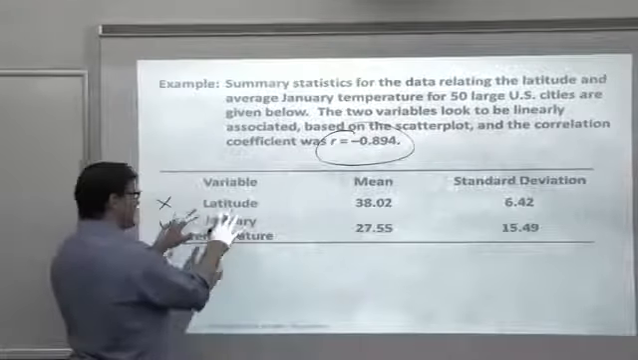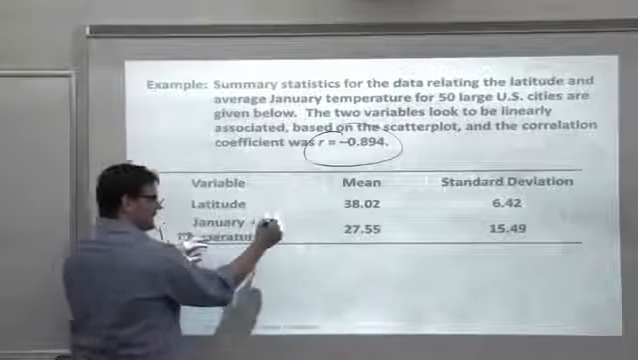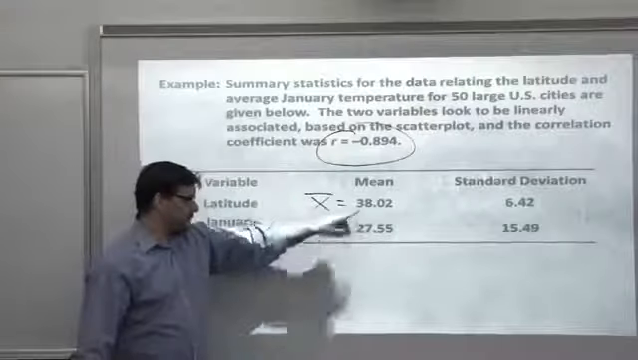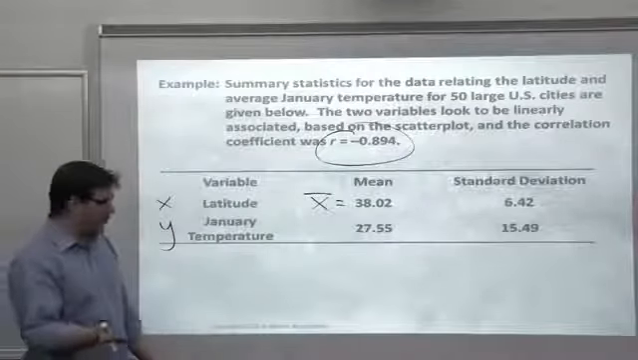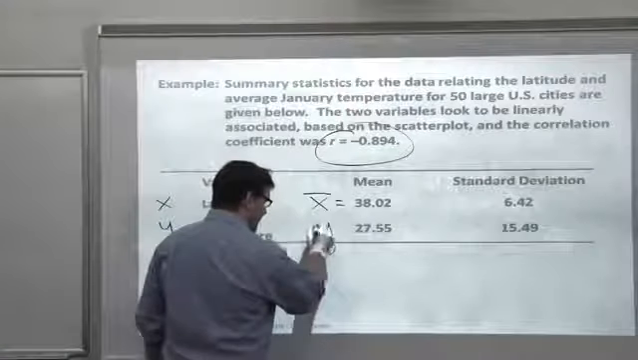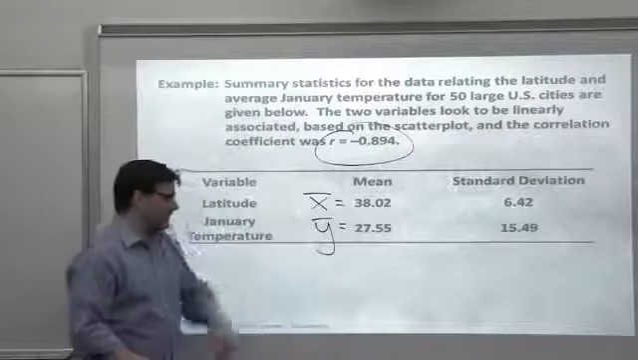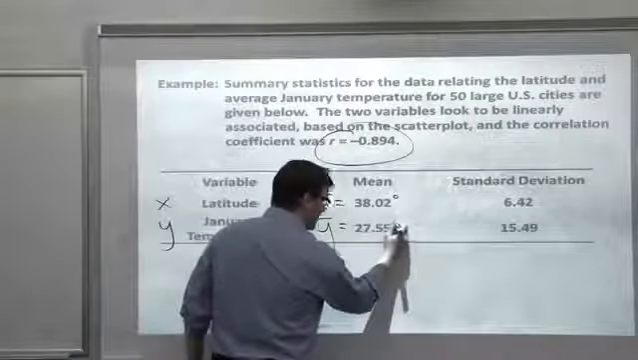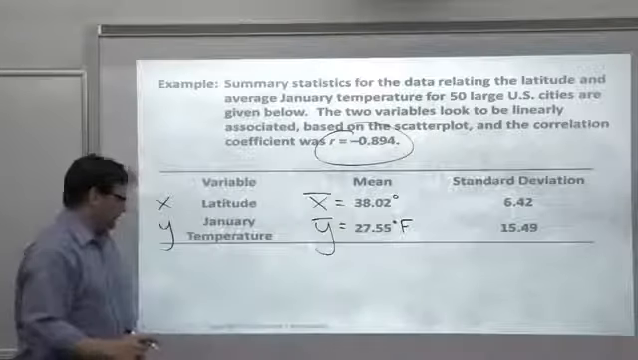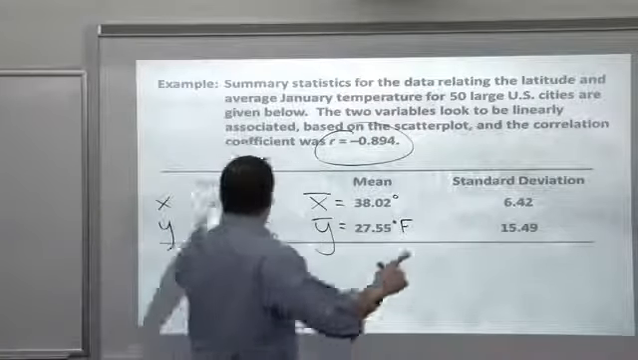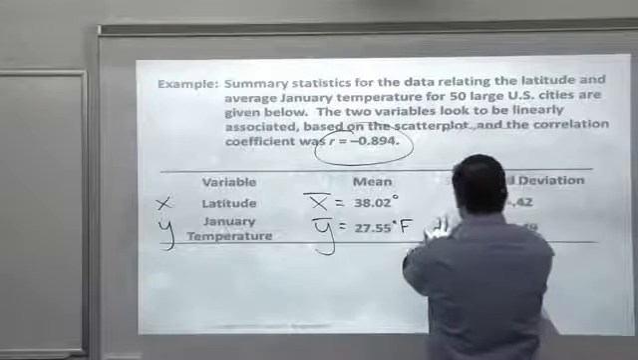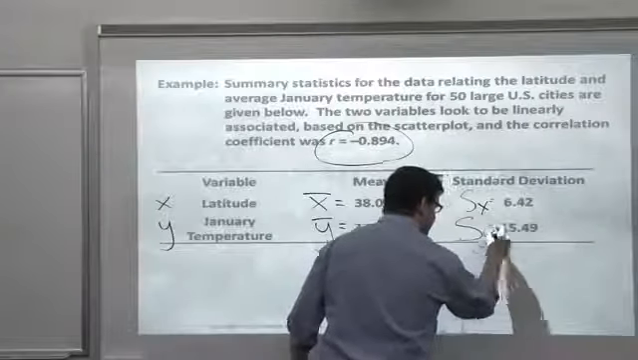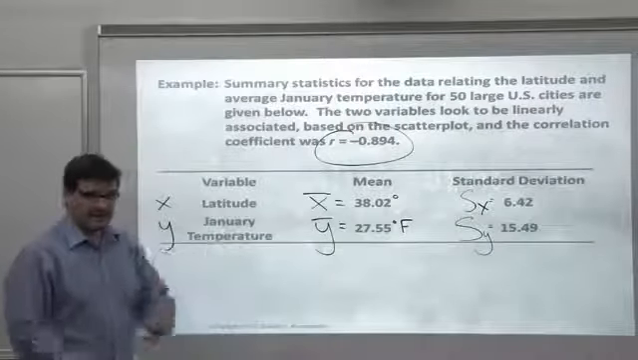If you want to put the symbols in, X is our latitude. This is X bar for the mean. So the average latitude was 38.02 degrees north. The average temperature from our 50 cities, Y bar, was 27.55. If you were putting units, this is degrees and this is degrees Fahrenheit, keep them straight. The standard deviation for latitude, S sub X, was 6.42. Standard deviation for Y, S sub Y, is 15.49.